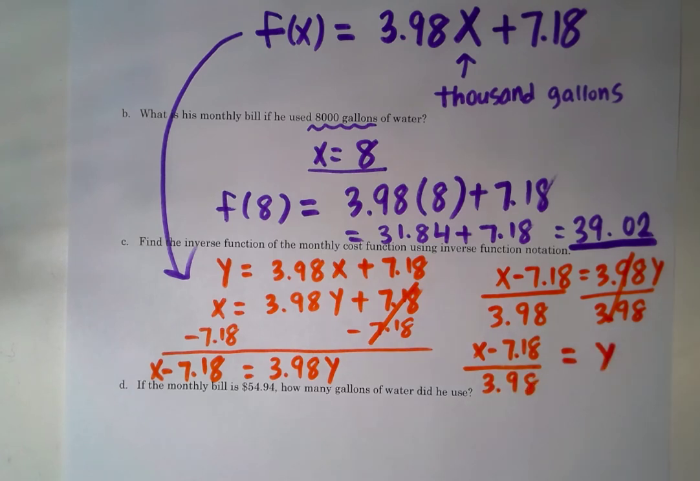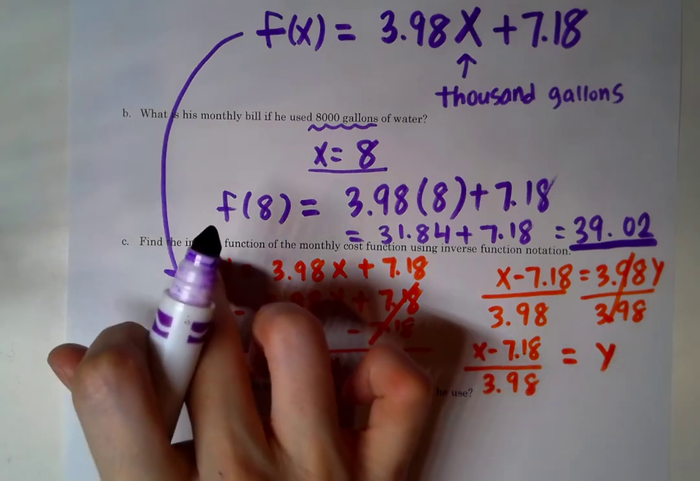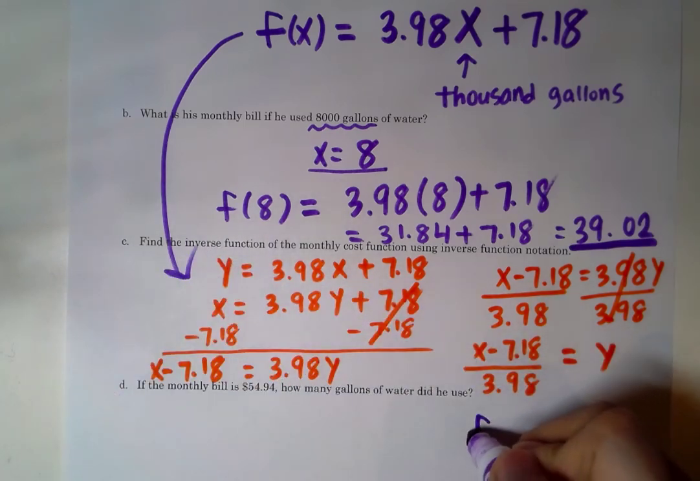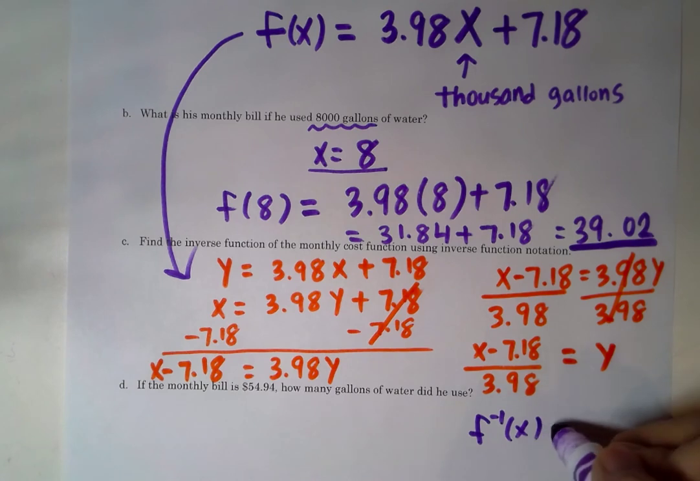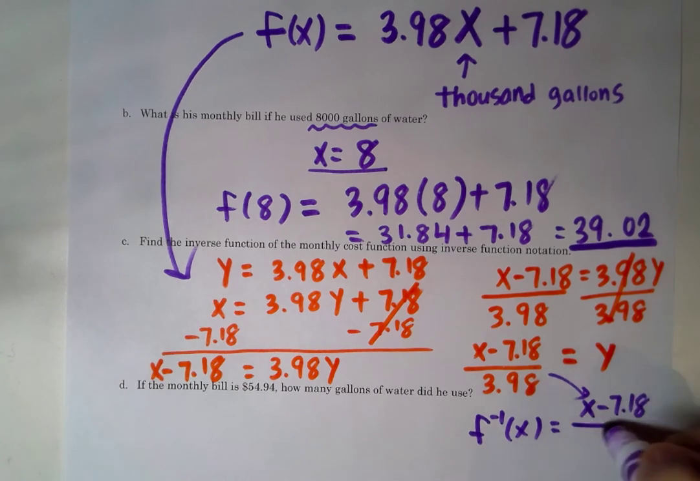So we got this. And for my answer, instead of y, because we got the inverse function, let's write it f inverse of x like that. And then I'm going to put it over here: x minus 7.18 over 3.98.